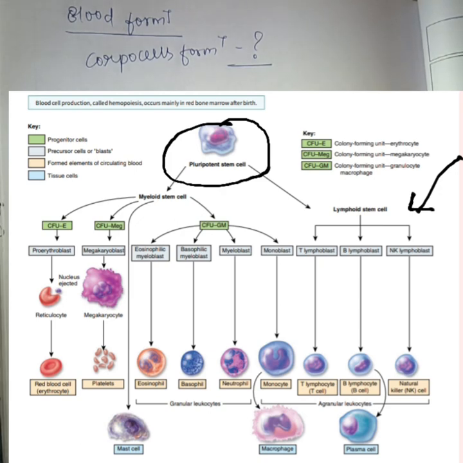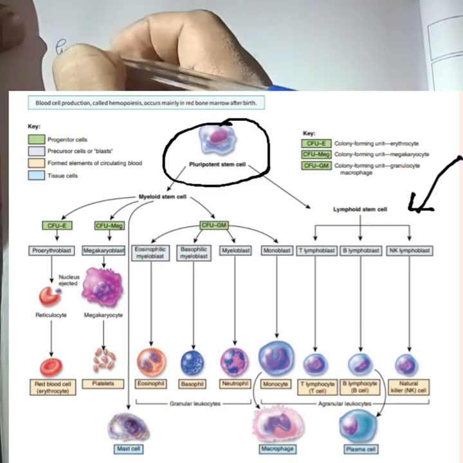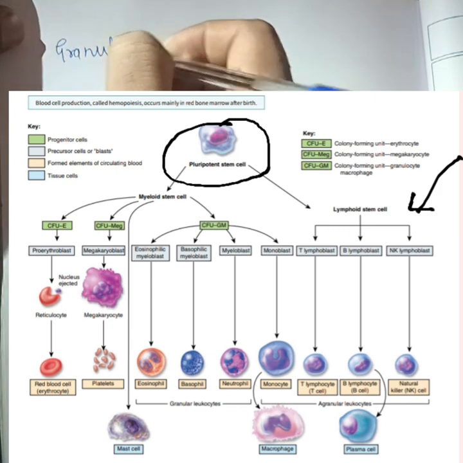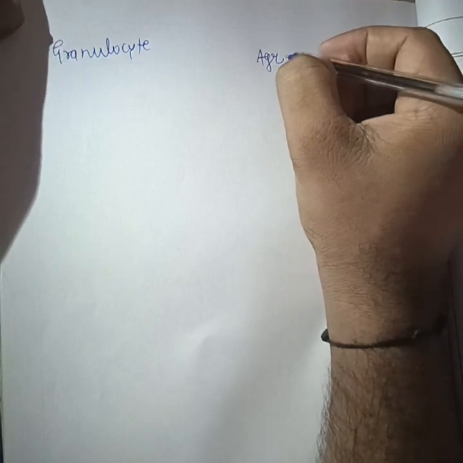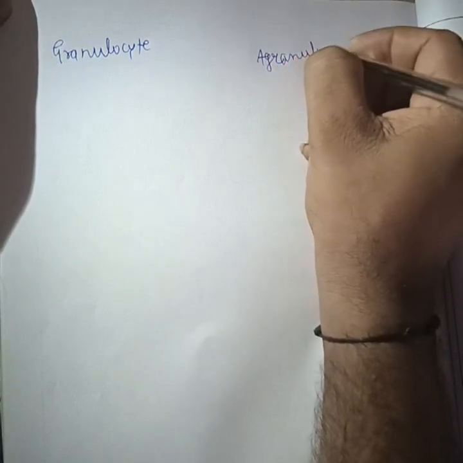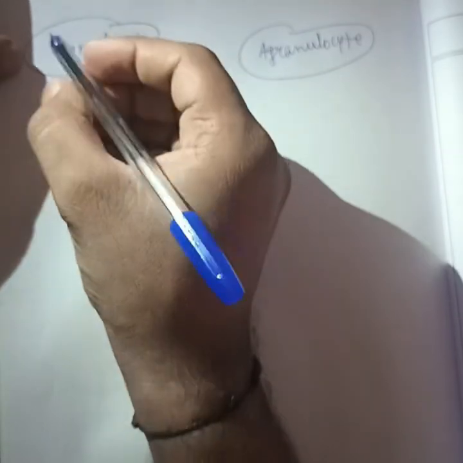Here two words are there: granulocyte and agranulocyte. Granulocytes are the formed elements of the blood that contain granules in their inner composition.